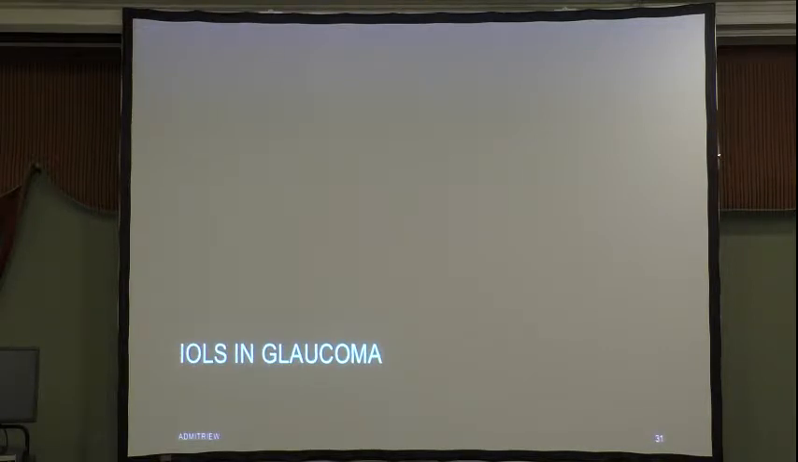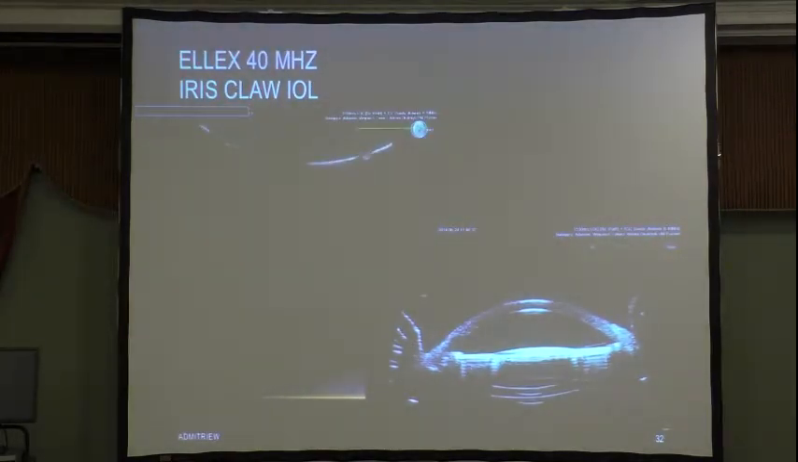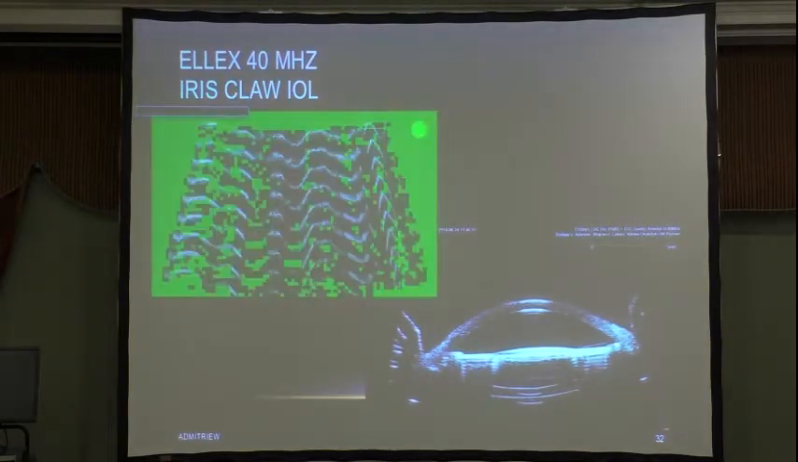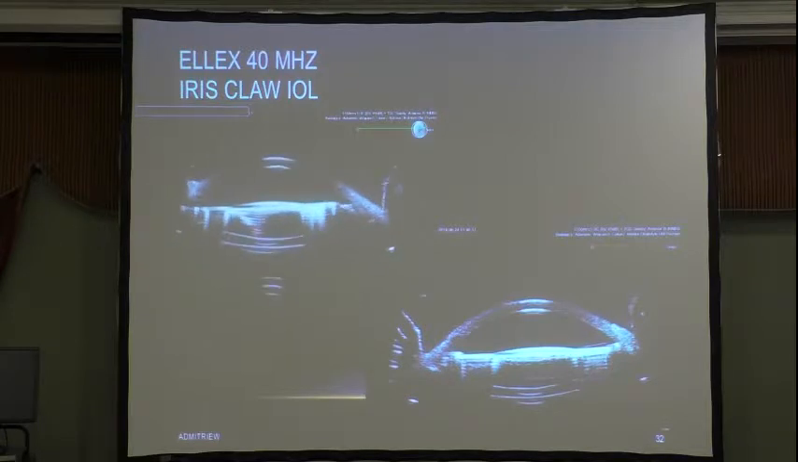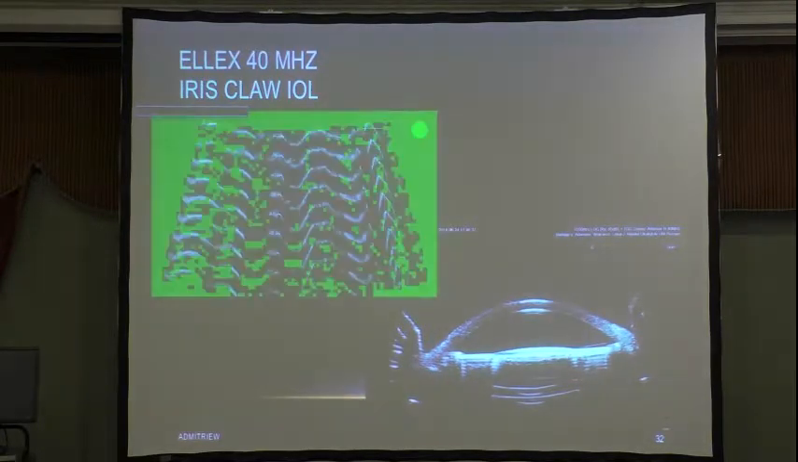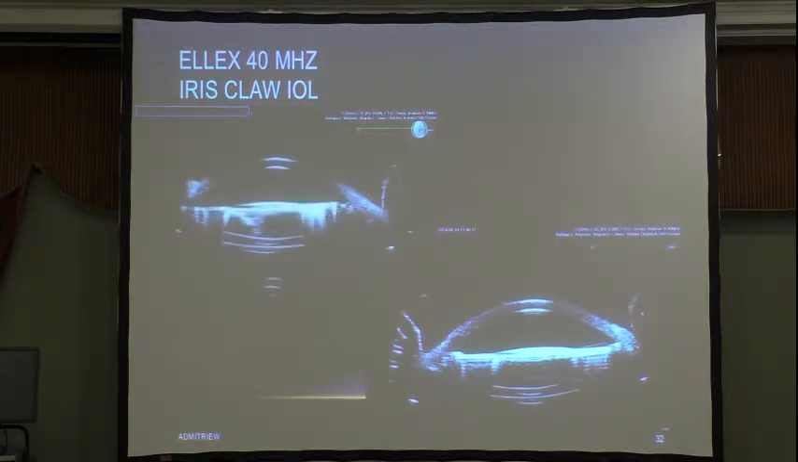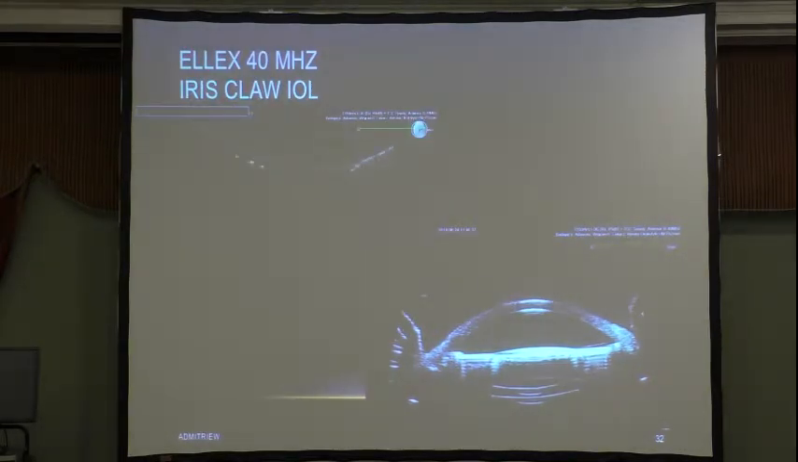So first of all, the iris claw lens. The position of the iris claw sometimes, especially in children, is crucial for the final outcome. And especially when we see any pigment dispersion or any elements which may cause the involvement of high intraocular pressure. The most important problem in those patients, especially in the pediatric group, is that if you're not performing this exam under general anesthesia, then it's really complicated from the technical side.